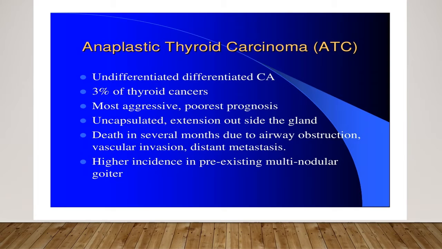It is reported to have a higher incidence in pre-existing multinodular goiter. So this usually occurs in older patients compared to the differentiated carcinomas.